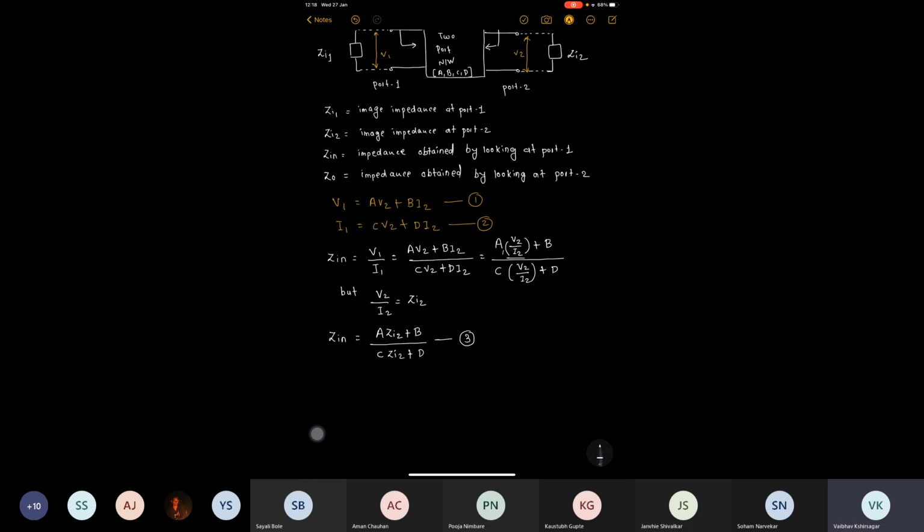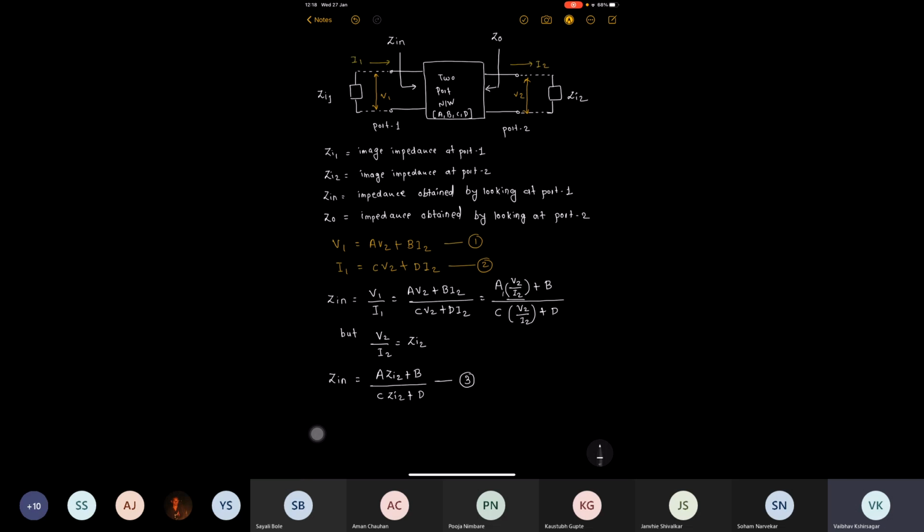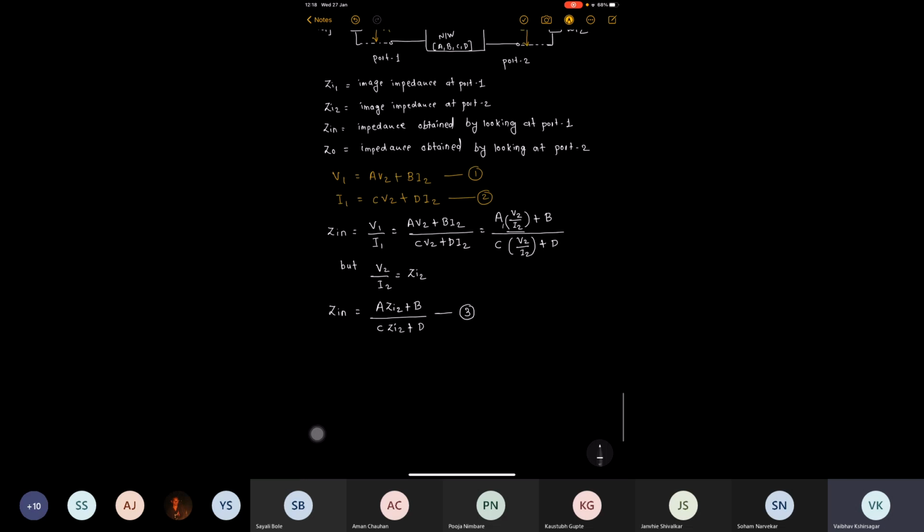Say this two-port network is going to follow the reciprocity condition. Reciprocity condition means the input port and output port can interchange their positions. That means the input port can become the output and the output port can also become the input port. If that is the case, then we can satisfy a condition, that is AD minus BC is equal to 1. This condition holds true when the two-port network follows reciprocity.